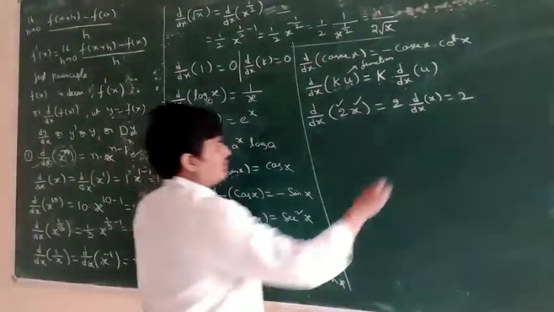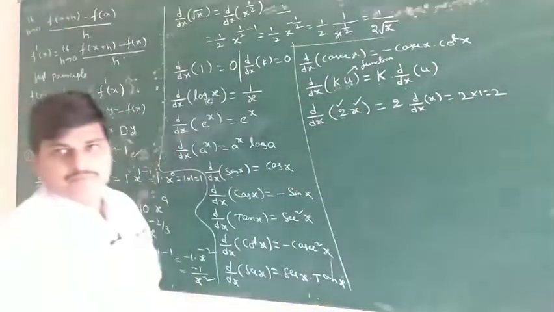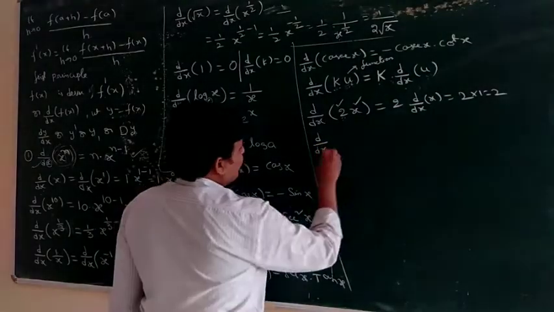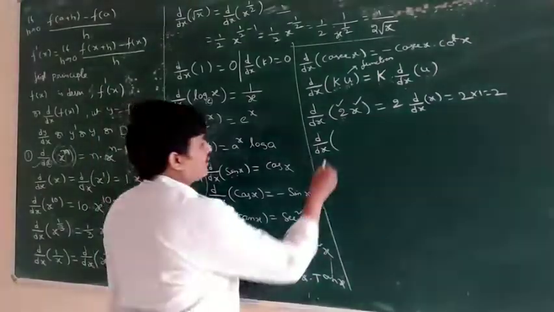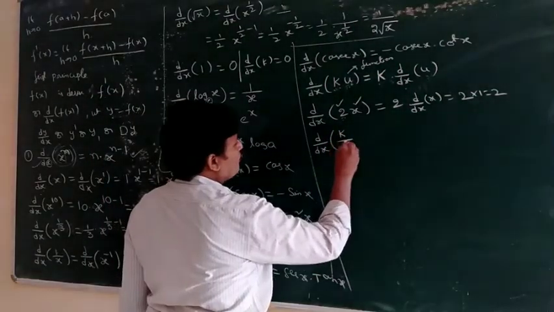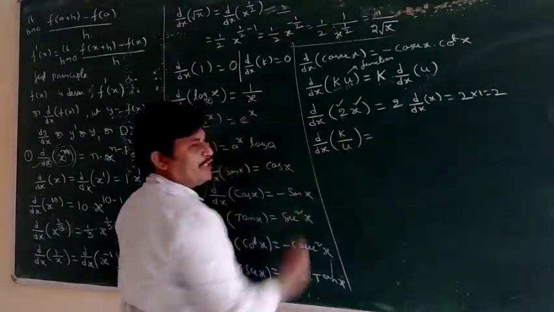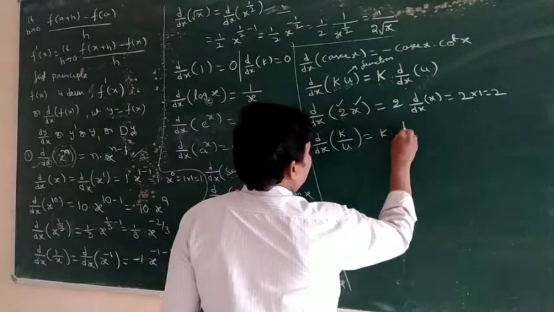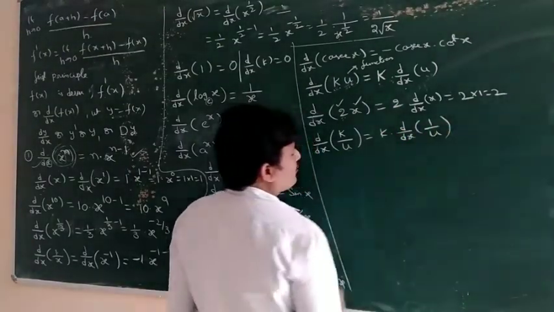1. So equal to 2 into 1. Next, d by dx of k by u. d by dx of k by u is equal to k into d by dx of 1 by u. Okay, so k into d by dx of 1 by u, this is the procedure.